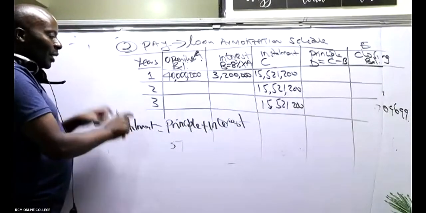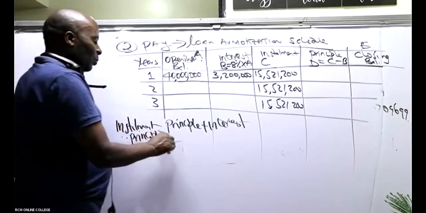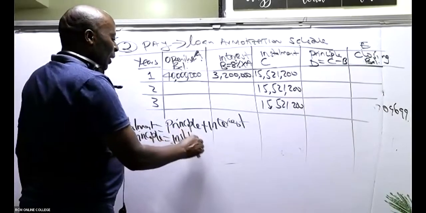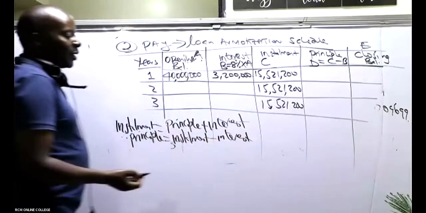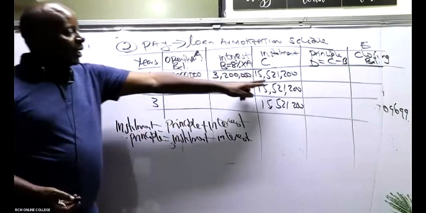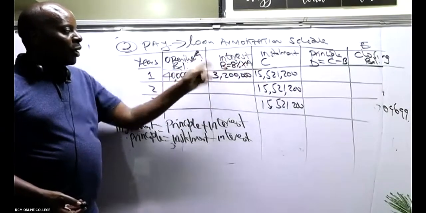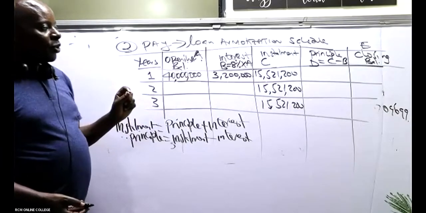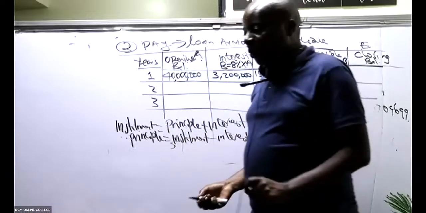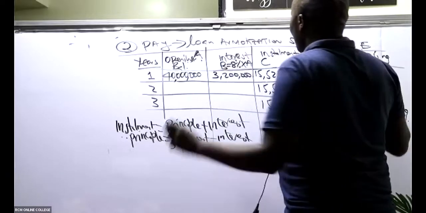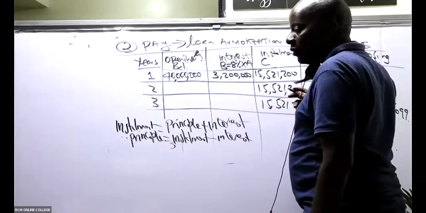Now that I have installment and I have the interest, to get principal is very easy. To get principal, I will take the installment minus interest. So I will take the installment that I have paid minus the interest. So basically, I'm taking column C minus column B. Interest is column B. So in this case here, 15,521,200 minus 3.2 gives me how much principal?